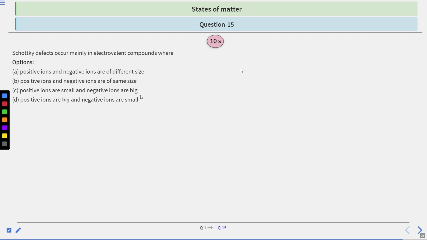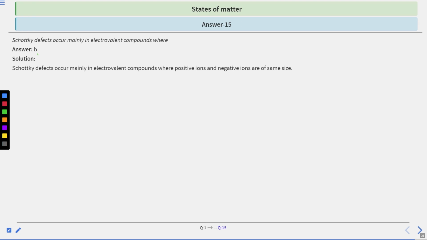So you have 10 seconds to solve this question. After that, we will see the answer. Okay, so option B is the correct answer for this. Schottky defects occur mainly in electrovalent compounds where positive ions and negative ions are of same size. That's why option B, which states this, is the correct answer for this question.